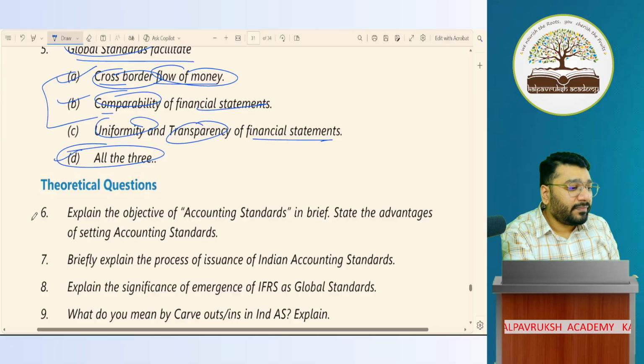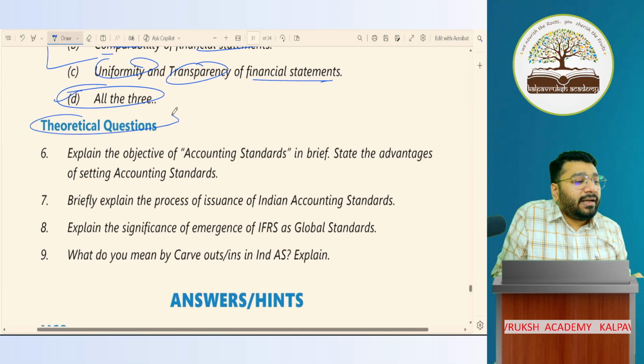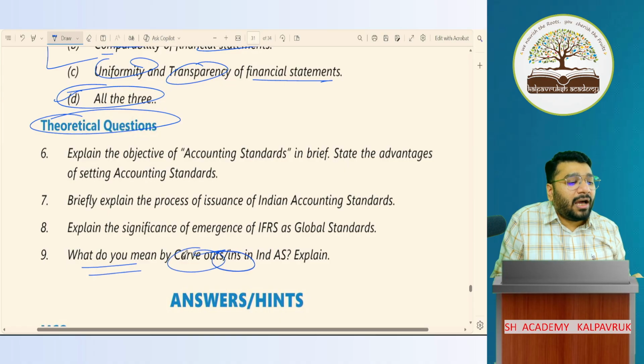Any difficulty? They asked a theoretical question. What do you mean by carve out and carve in Ind AS?